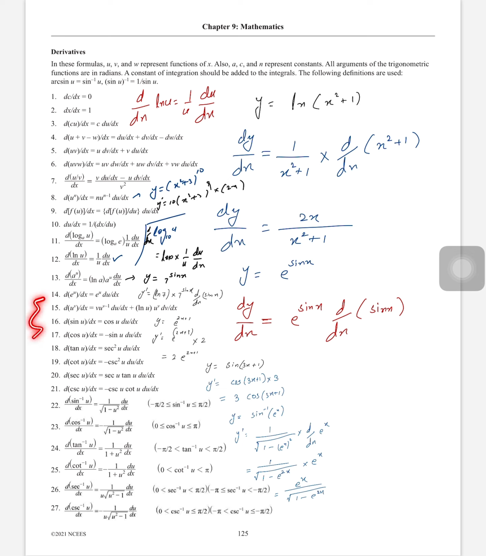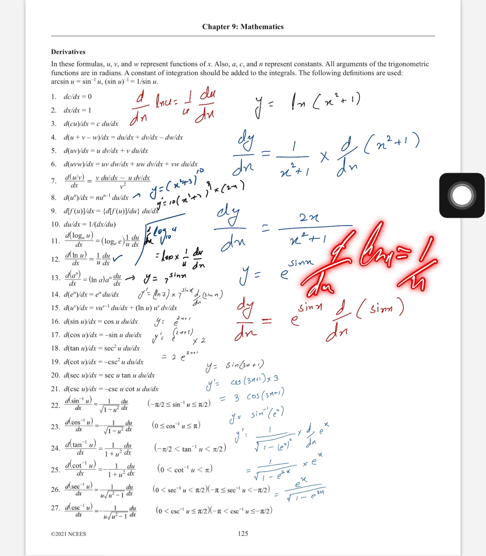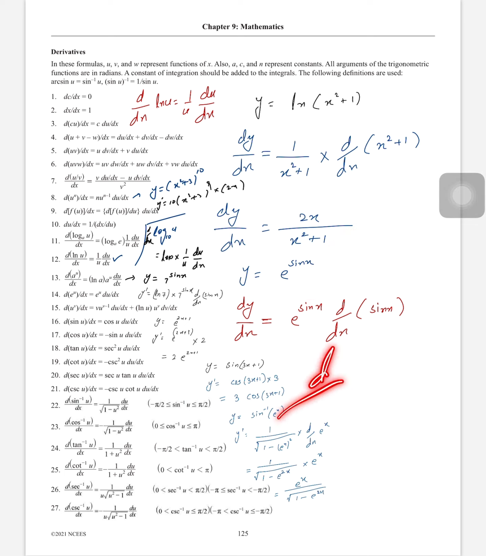Then some important derivatives: the derivative of exponential and logarithmic functions. The derivative of natural log of u is what? That is 1 over u, multiplied by the derivative of u, right? And what is the derivative of e to the power u? The derivative of e to the power u is again e to the power u, multiplied by the derivative of u. Then the derivatives of trigonometric functions, and these are the derivatives of inverse trigonometric functions.